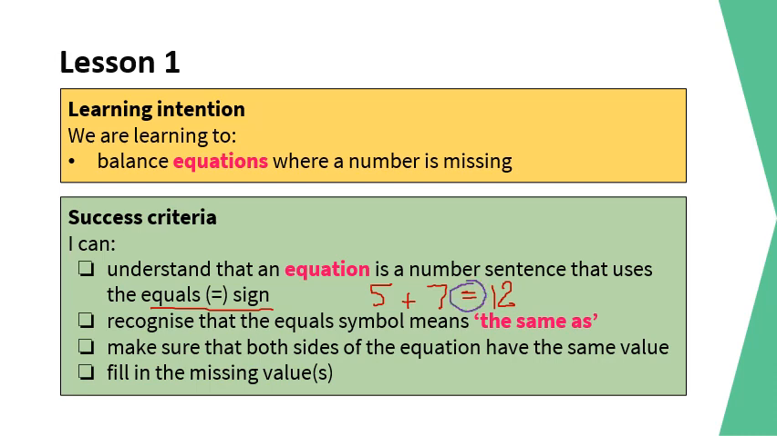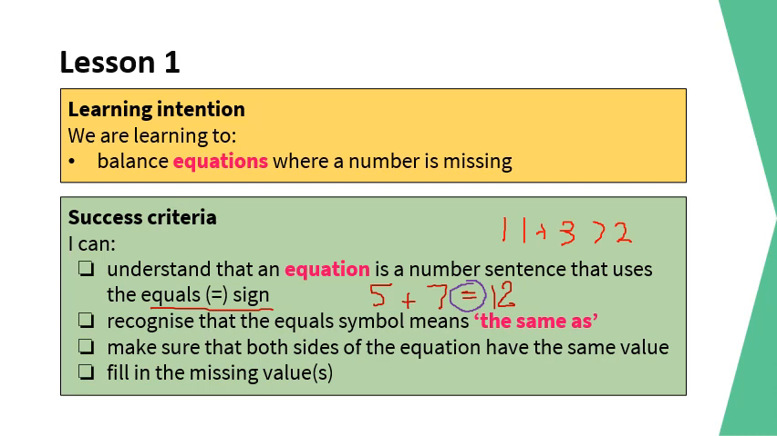If I had 11 plus 3 is greater than 2, then this isn't an equation because it doesn't include the equal sign. It's still a number sentence, just not an equation.